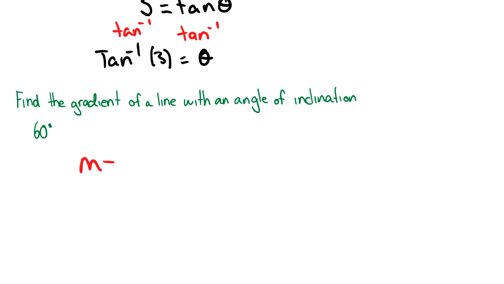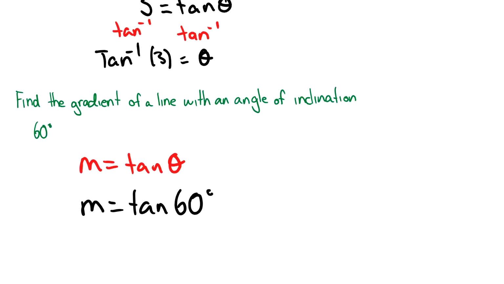Now, the opposite, we can find the gradient of a line with an angle of inclination 60. So again, m equals tan theta. We're trying to find m this time, but I know theta is 60 degrees, so I can just put that in the calculator, tan 60, and you get 1.73. So that has a gradient of 1.73.